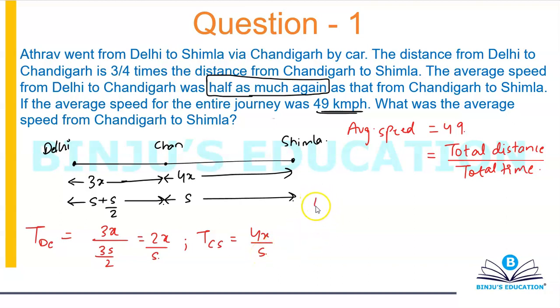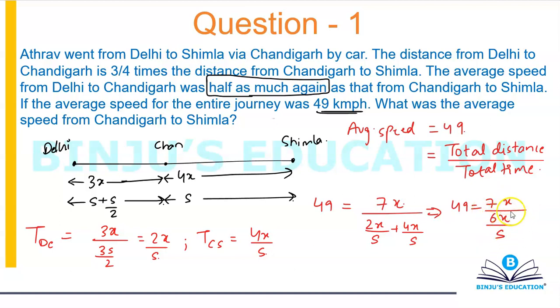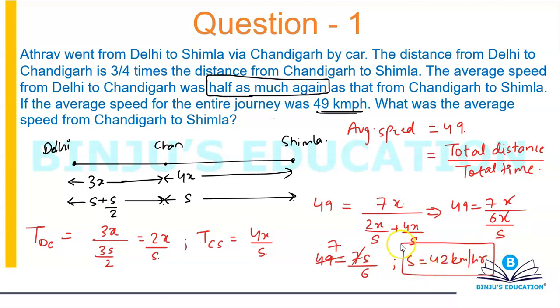So I can say that 49 will be equal to 7x, that's the total distance, divided by total time, that is 2x by S plus 4x by S, which will give you 49 is equal to 7x divided by 6x by S. Cancel this, cancel this. You're going to get that 49 is equal to 7S by 6. Cancel this 7 and you get that S is equal to 42 kilometers per hour.